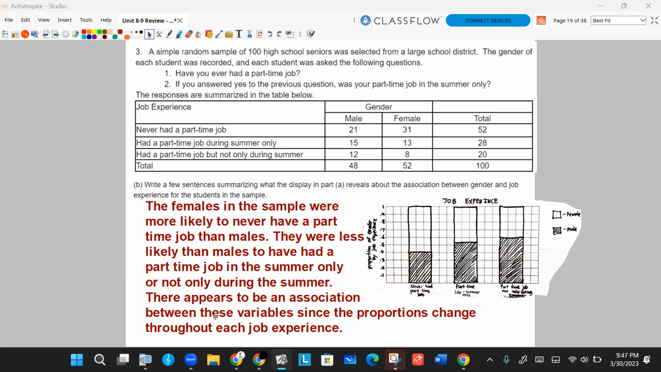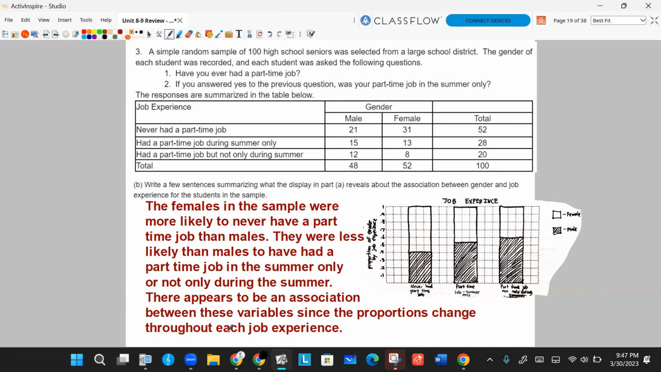And then there does appear to be an association between these variables, since the proportions change throughout each job experience. In other words, if there was no association, then we would expect them to be cut off roughly around the same spot. But you can see that trend gets a little bit different throughout each job experience. So I do suspect there to be an association. How strong of one is depends on running the chi-squared test. We're not going to actually address that situation here.